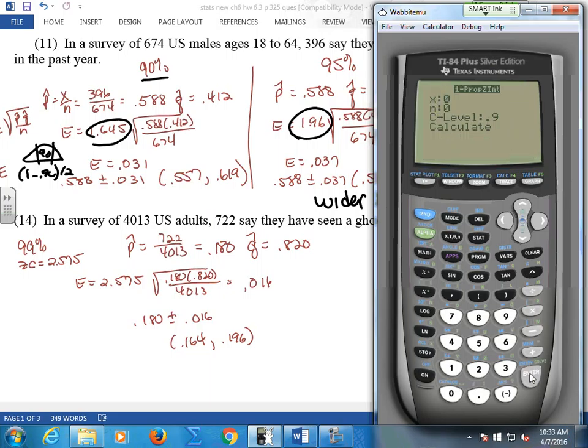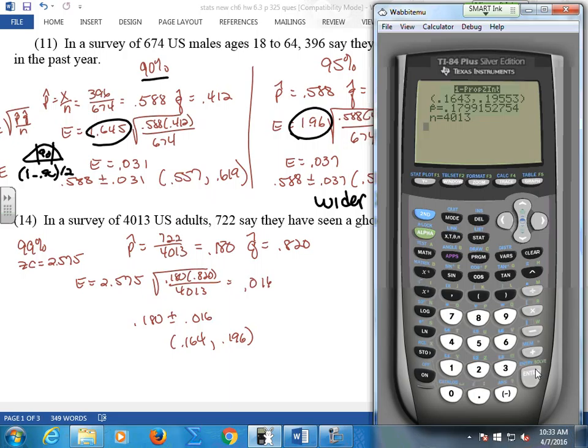Put your X value in. Put your N in. Put your confidence level in, and this is a 99. That's it. The rest it does for you. It even calculates a p-hat for you, so that you don't have to calculate your p-hat.